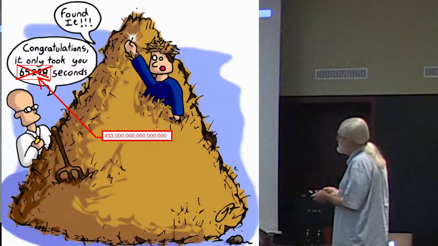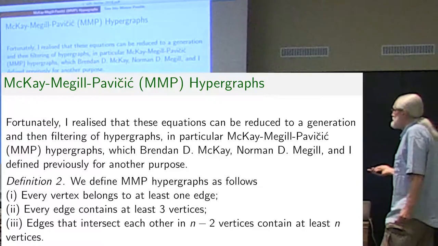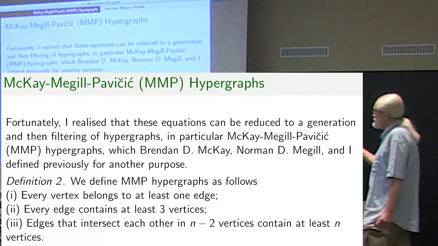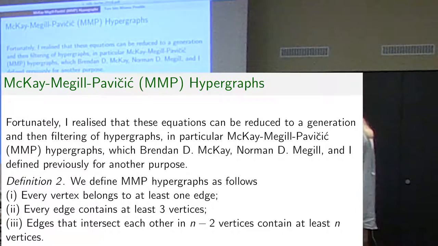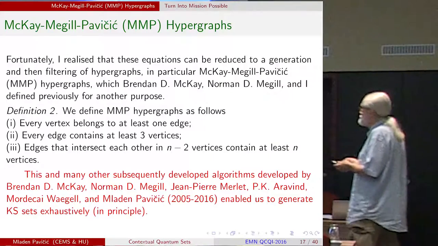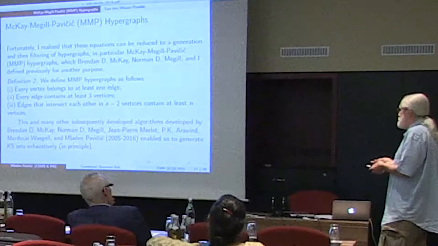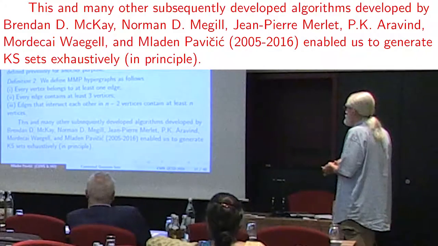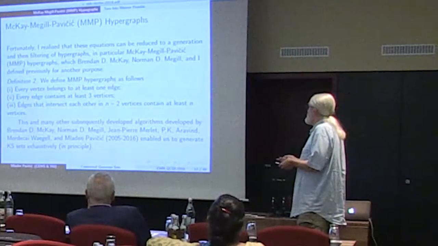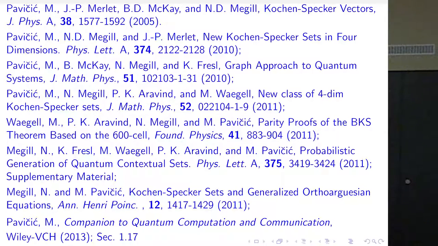But fortunately, we have realized the connection between the hypergraphs and MMP diagrams we worked with before. The Kochen-Specker set can nicely sit on such hypergraphs. In particular, we deduce new Kochen-Specker sets from huge master sets, mostly found by our co-workers Aravind and Weigel, and then we apply our algorithms to find as many Kochen-Specker sets as needed.